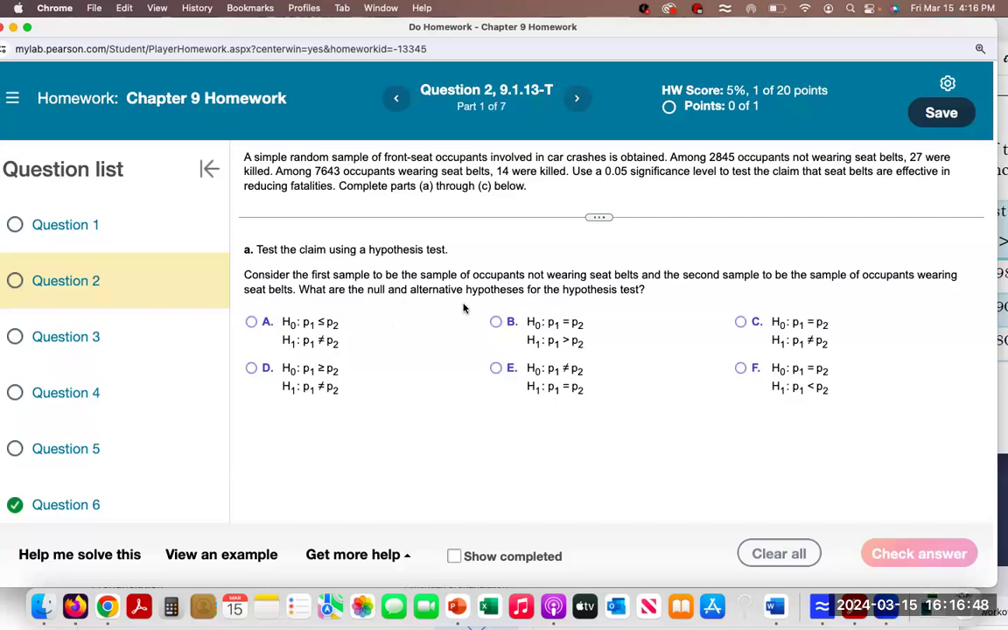The claim is that the seatbelts are effective in reducing fatalities. That is, the fatality rate for people not wearing seatbelts, P1, is higher than the fatality rate for people wearing seatbelts, P2. This can be expressed in symbolic form as P1 is greater than P2. So it's going to be B, P1 is greater than P2, for the alternate hypothesis, because this is the expression which doesn't contain equality, and the null hypothesis is going to be P1 equals P2, which is the expression that always has equality.